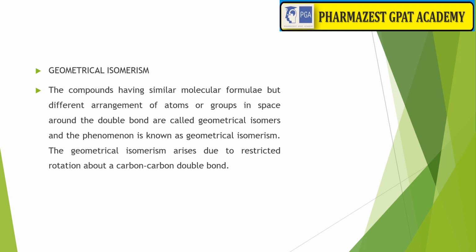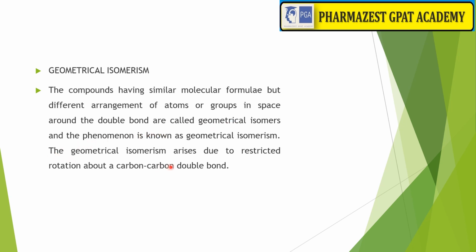Next, coming to geometrical isomerism. The compounds having similar molecular formula but different arrangement of atoms or groups in space around the double bonds are called geometrical isomers, and the phenomenon is known as geometrical isomerism. Okay, geometrical isomers are those compounds having similar molecular formula but difference in the arrangement of groups in space around the double bonds, and the phenomenon is called geometrical isomerism.